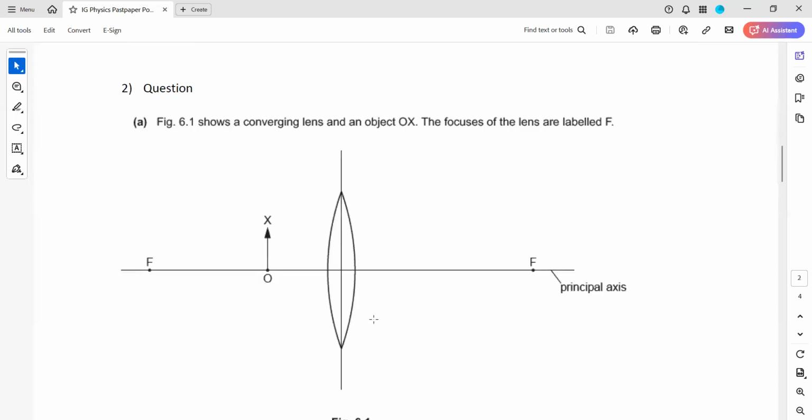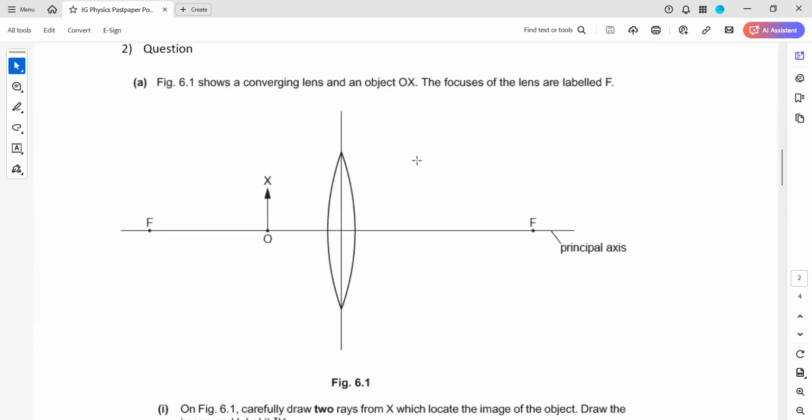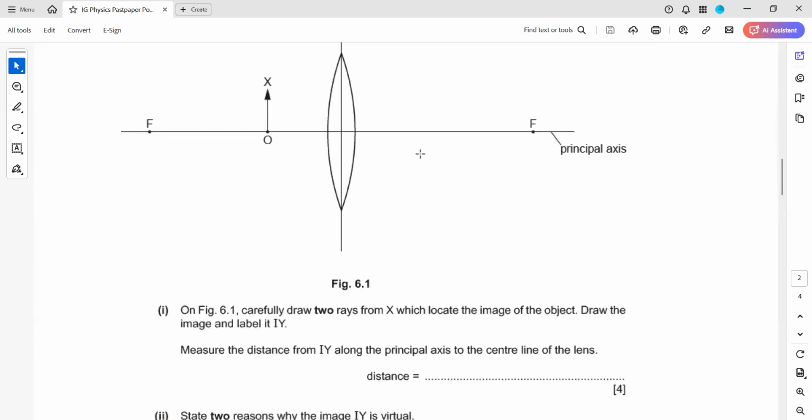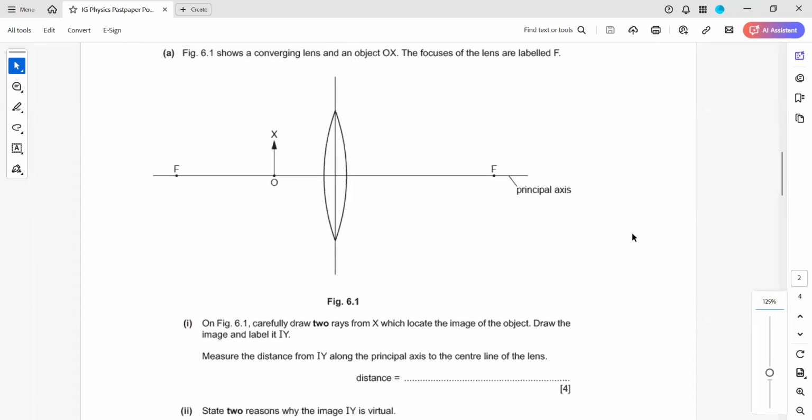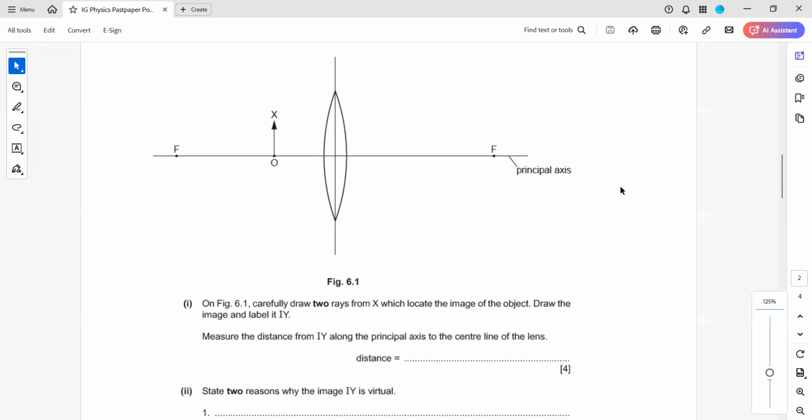Figure 6.1 shows a converging lens, an object OX, and the focuses. On the figure, carefully draw the two rays from X and locate the image of the object. And measure the distance IY, along the principal axis, to the center line of the lens.